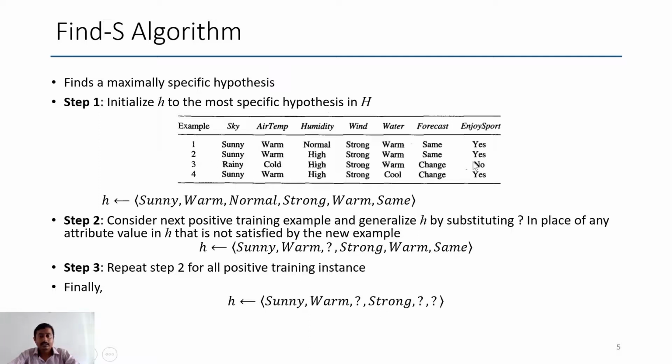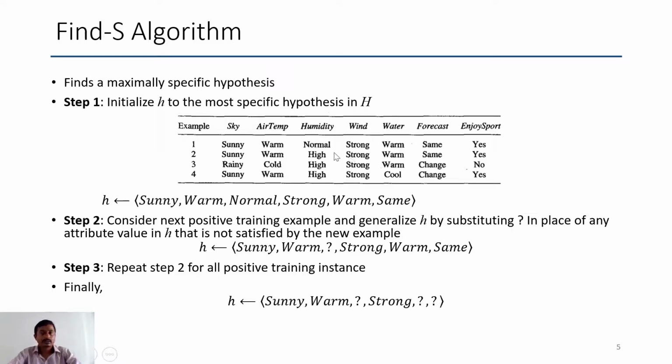Then example 2 also satisfies. Example 3 is the negative example, so it should not satisfy h. We have rainy here, and in h we have sunny, so it is not satisfying. For example 4 it also satisfies: sunny, warm, and wind should be strong, and any other value is acceptable, which is fine. So this hypothesis is correctly classifying the examples given in this table.